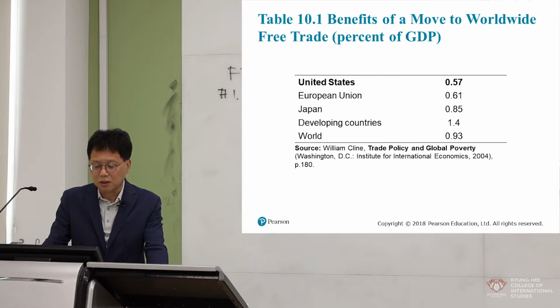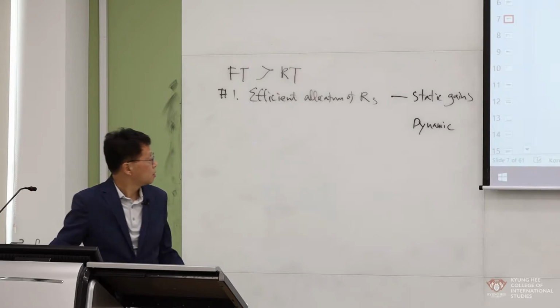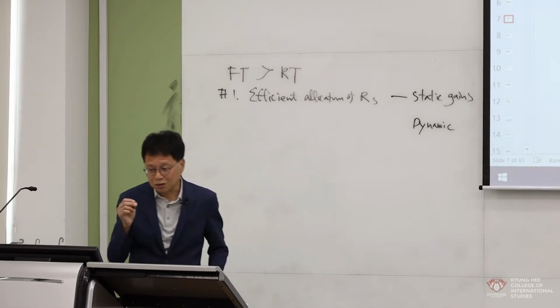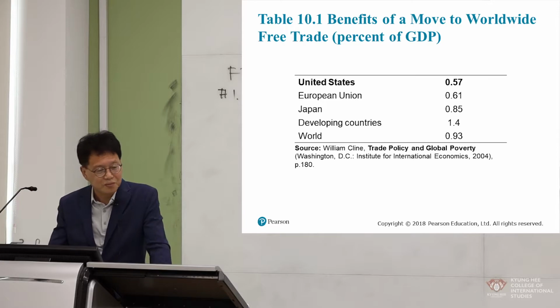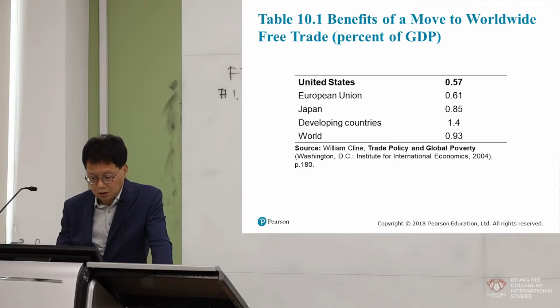So look, in this dynamic analysis, capital can increase, for example. Capital stock can increase, okay? And technology can change, right? But static gain only captures the efficient allocation of constant labor, capital, and technology. Okay, quite different. So we should be careful when interpreting table 10.1.